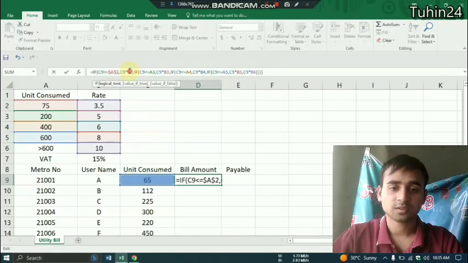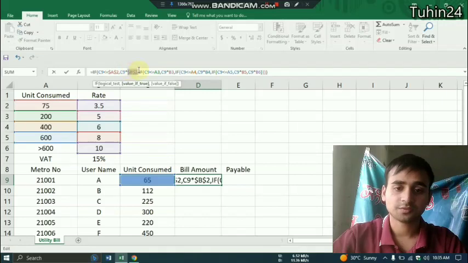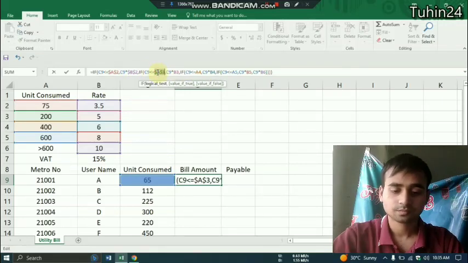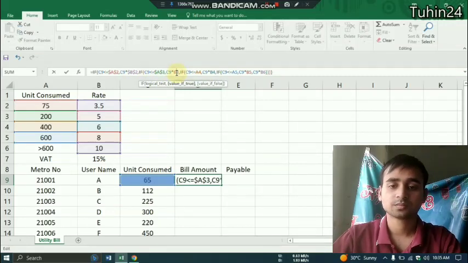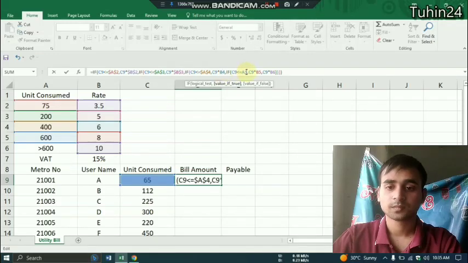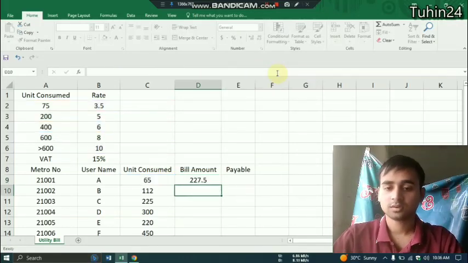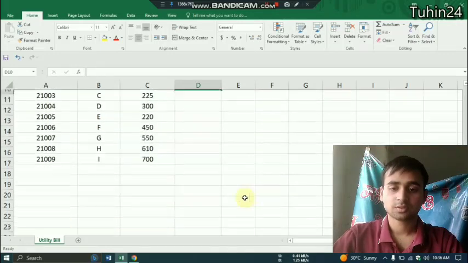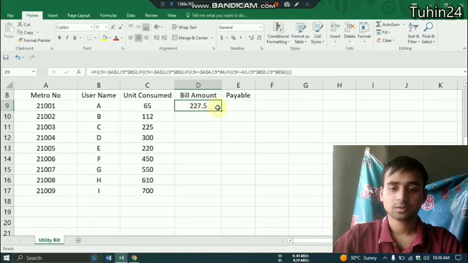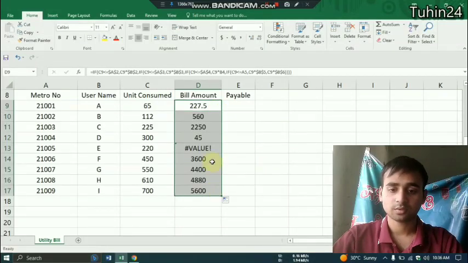So I'm fixing, pressing F4, F4, F4, F4, F4, and we have all fixed. And now if we just select and then drag, then we will find all the bill amounts.